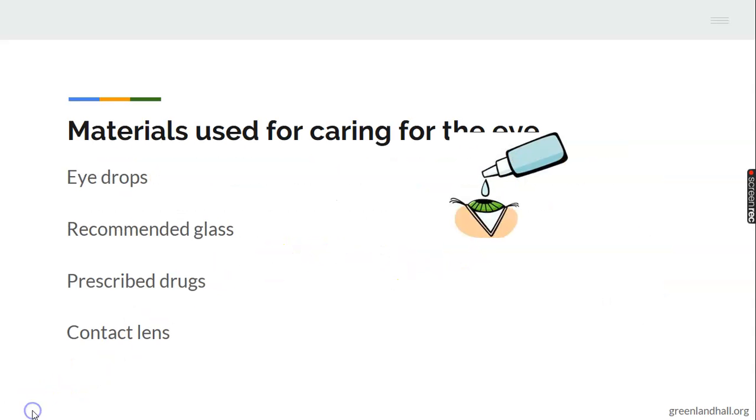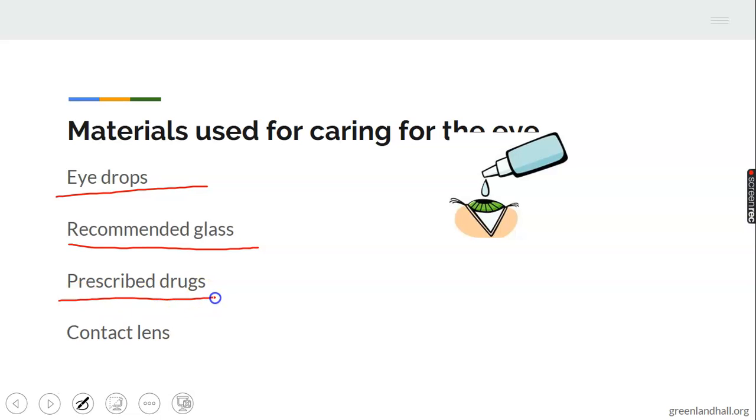Okay. Now, what are the materials we use for caring for the eyes? Materials that are used for caring for the eyes. Eye drops. You can see my image there. You need to use recommended eyeglasses. If you have eye issues, that's when you should use recommended glasses. And also, please don't wear someone else's glasses. Don't say, oh, it looks good on you, can I put it on? Don't do that.